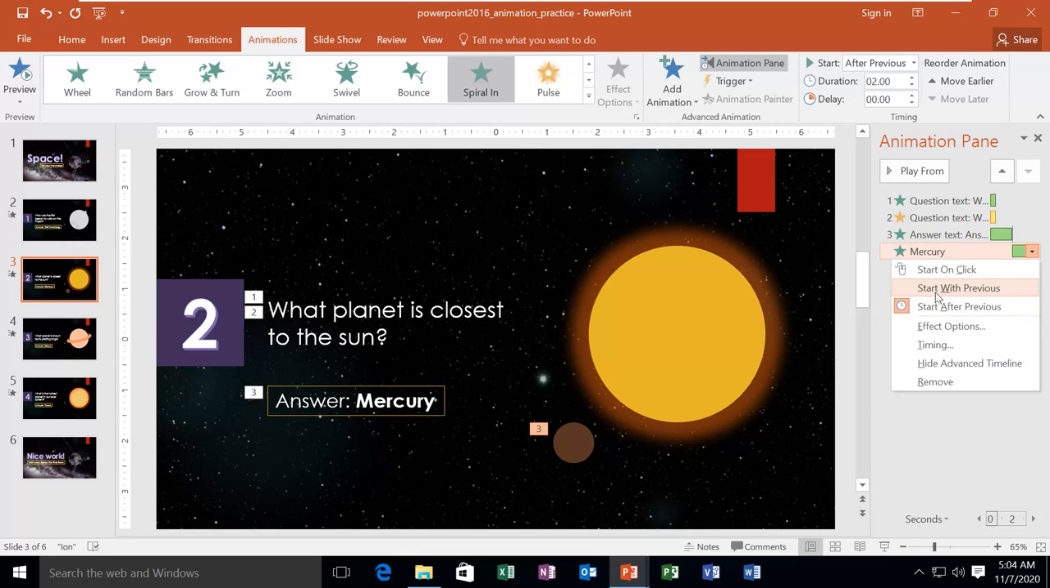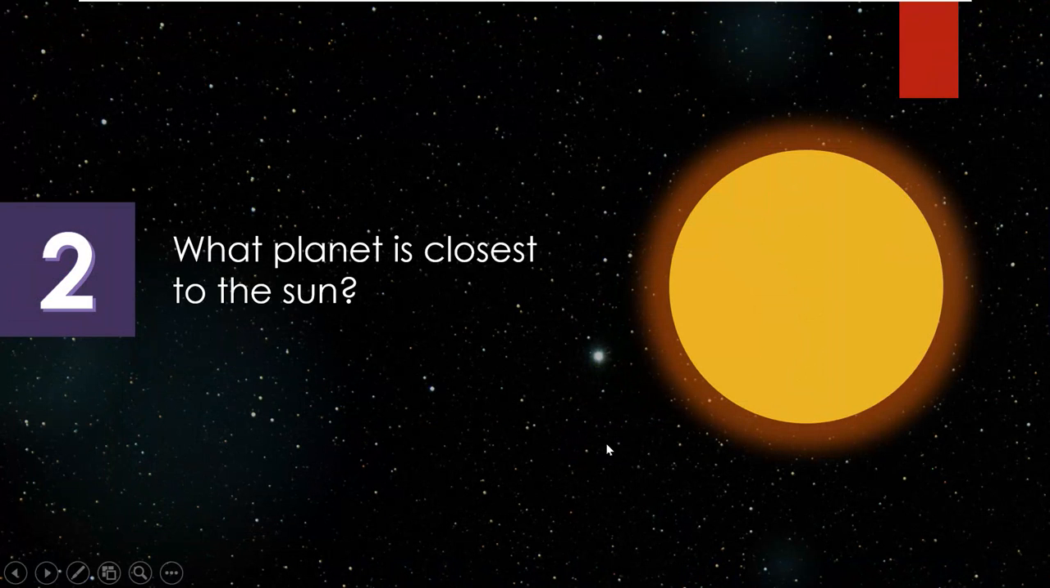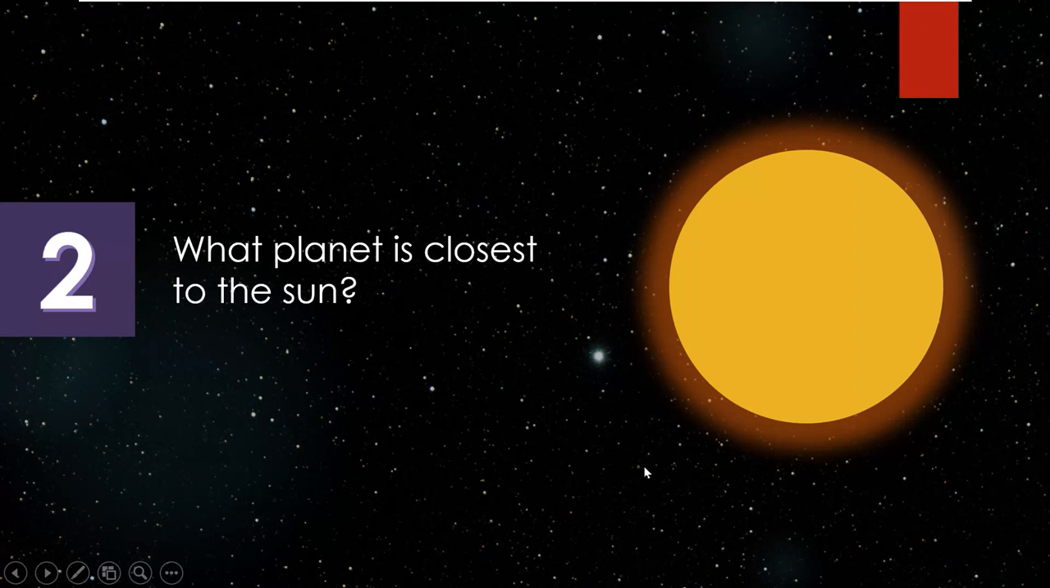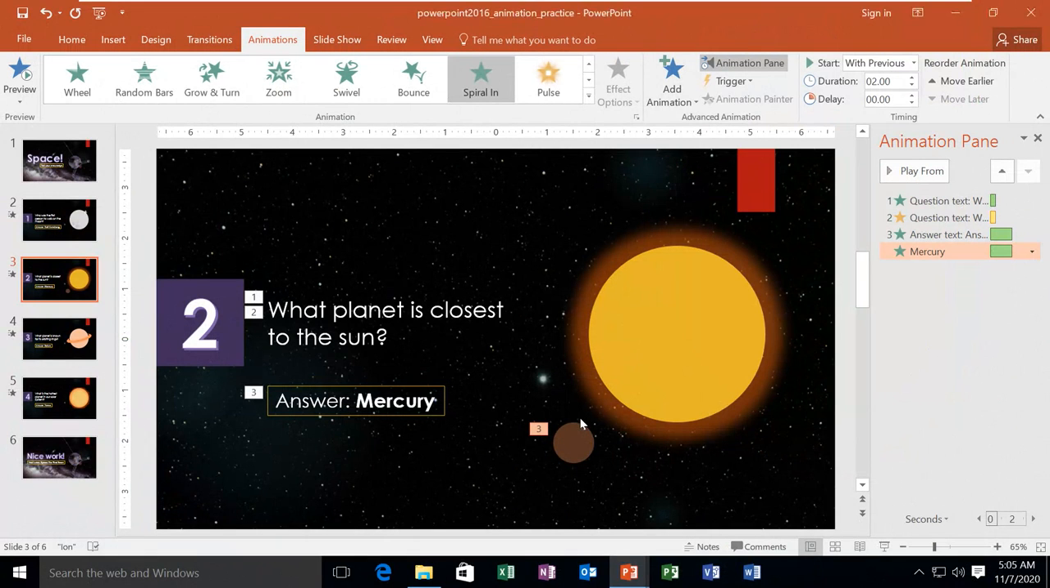I can say start with previous, so it will run just after the answer came. So it will come automatically with the answer, not after the answer. Let's check now how it is working. When I click once, the question flashes, and then when I click, the answer will come, and at the same time the Mercury will come. So you can see both are coming at the same time. So we can decide how it should work.